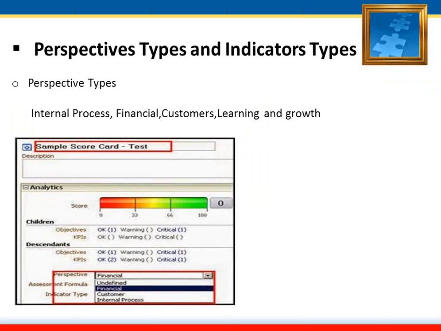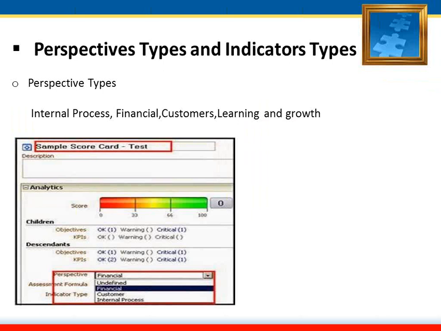So I'm going to discuss perspective types and indicator types in scorecard. Perspective types include internal processes, financial, customer, learning and growth. Here we can see on the screen the sample scorecard, say test. I've added a screen for it. And here we can see the analytics score of a scorecard, children, descendants, and what the perspectives are.